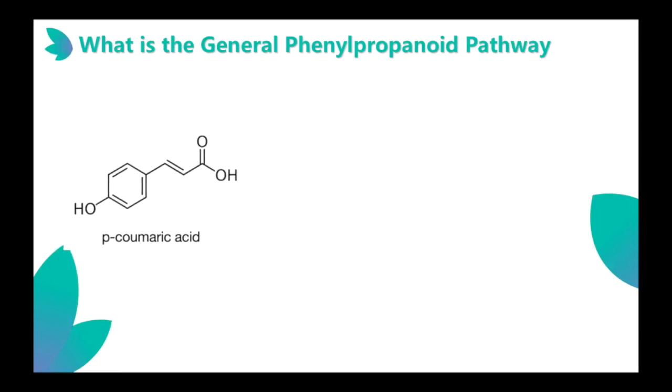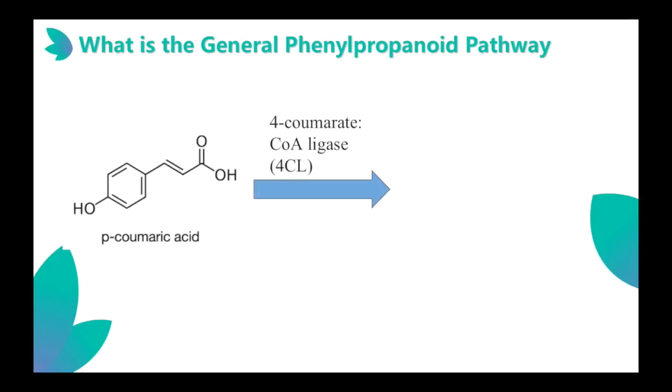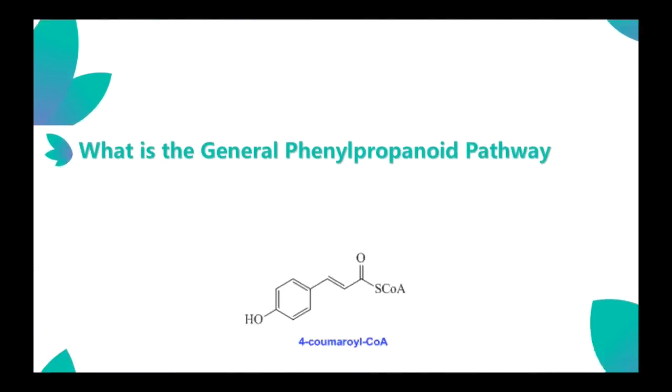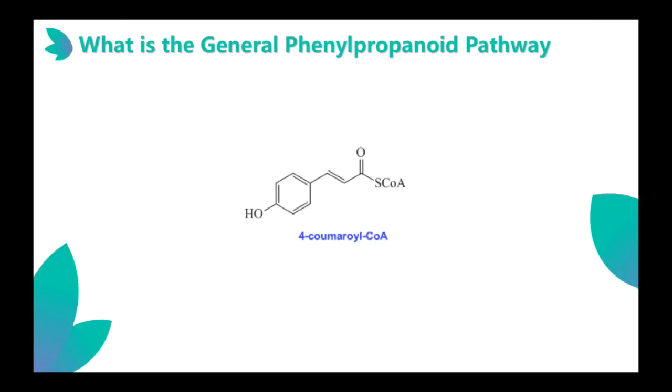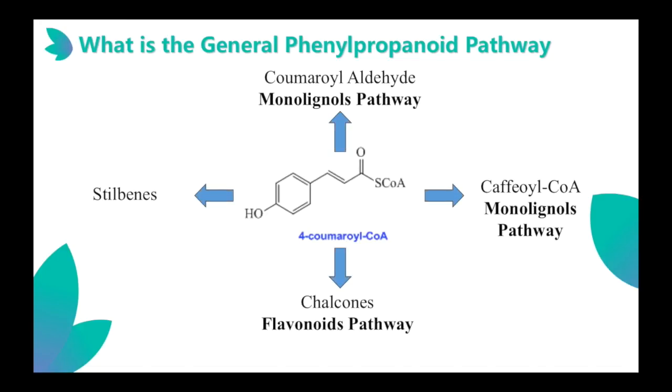The last step, the p-coumaric acid will link with coenzyme A through the 4CL to convert to 4-coumaroyl coenzyme A. The 4-coumaroyl coenzyme A is very important because it can produce other compounds involved in the monolignol pathway and the flavonoid pathway.